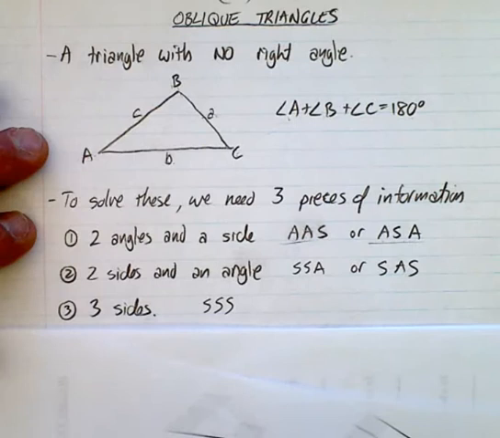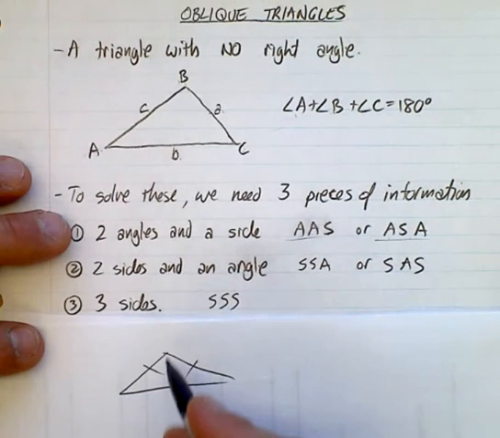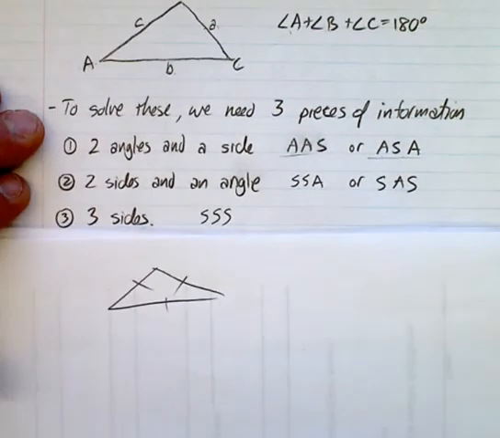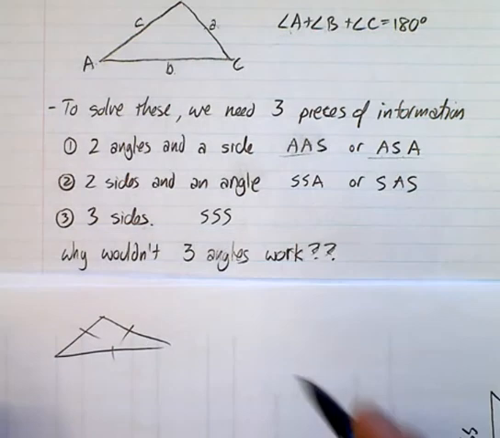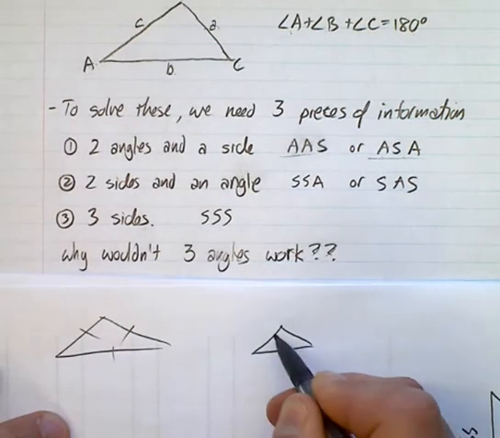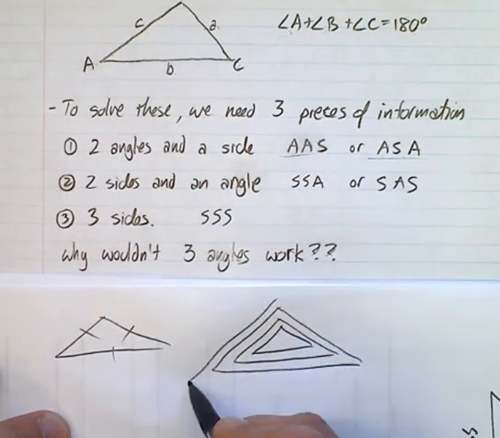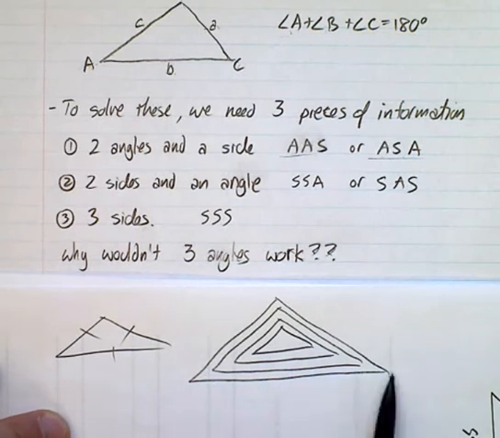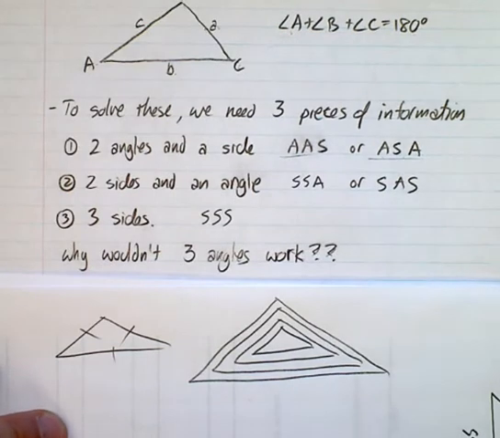And you could also have three sides. If you have any three sides, you can find all three angles doing some basic trigonometry. Now, a question I could ask is, why wouldn't three angles work? Hopefully you understand that if you have three angles, what's not clear is how big the sides are, because you can make tons of different triangles that have the same three angles but different length sides. So we need at least one side to get a reference to solve these triangles.